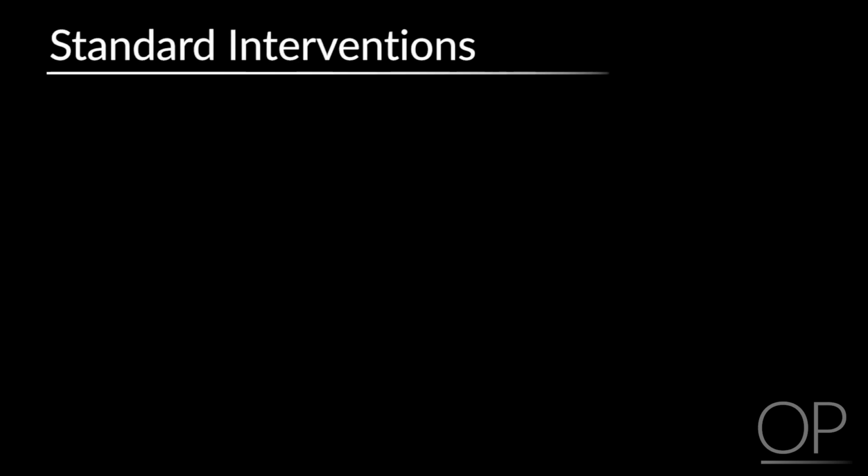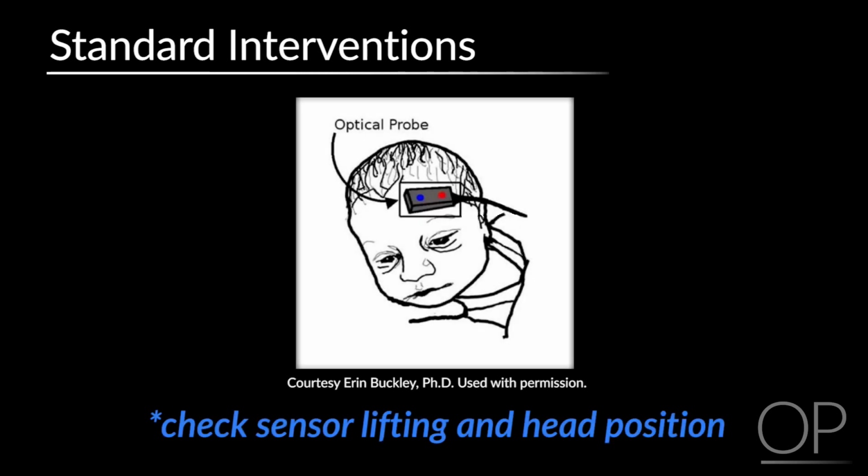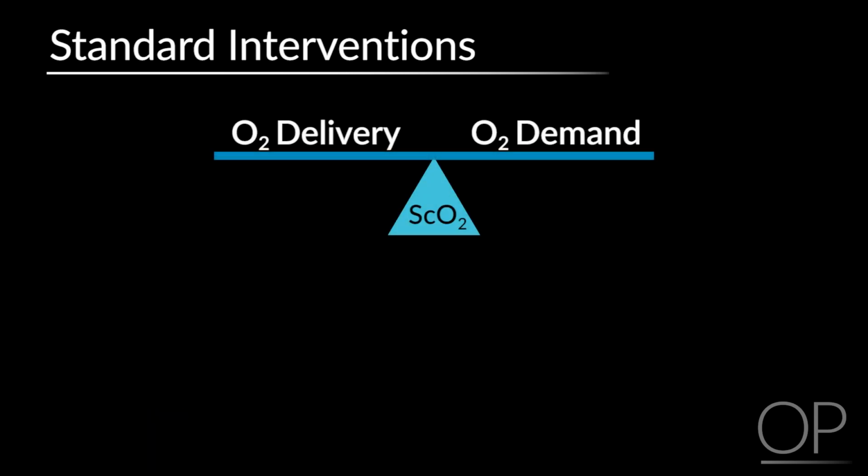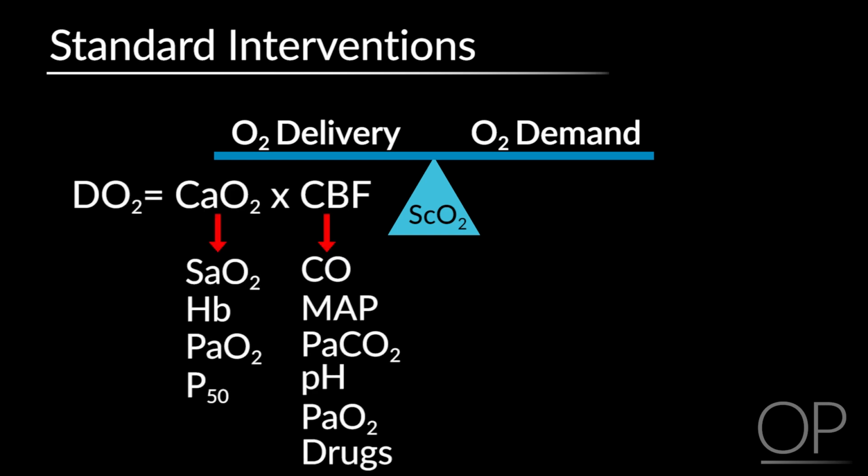So let's look at a standard intervention strategy. The first thing to do is check that the sensor is well applied to the forehead and is not lifting off, and that the head position is such that there's no obstruction to cerebral venous drainage. And then one needs to think of the interventions in the context of all those factors influencing cerebral oxygen delivery and consumption.